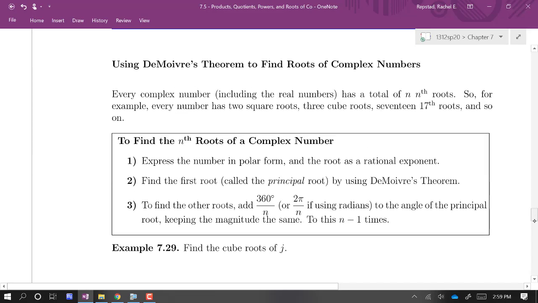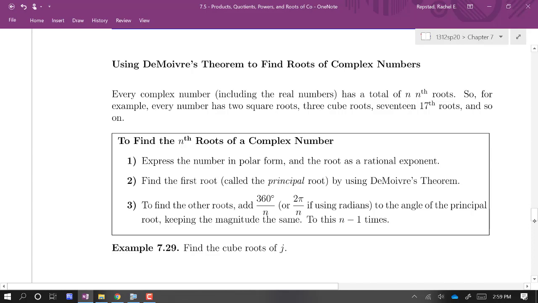We can use de Moivre's theorem to find roots of complex numbers. Taking a root is just raising to a fraction power, so de Moivre's theorem still applies. As it turns out, every complex number, including the real numbers, because the reals are included in the complex numbers, has nth roots. There are always 2 square roots of every complex number. There are 3 cube roots. There are 4 fourth roots. There are 23 23rd roots.